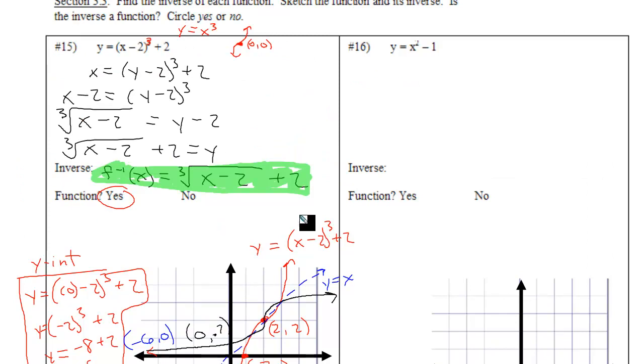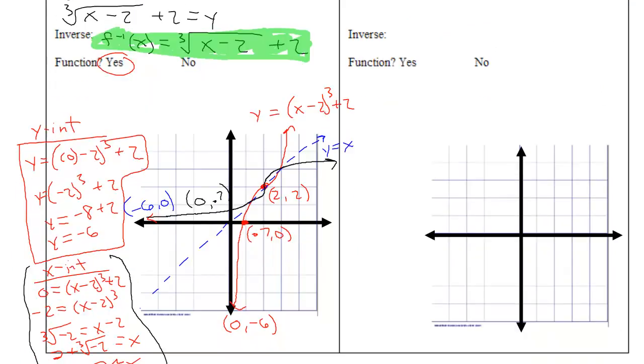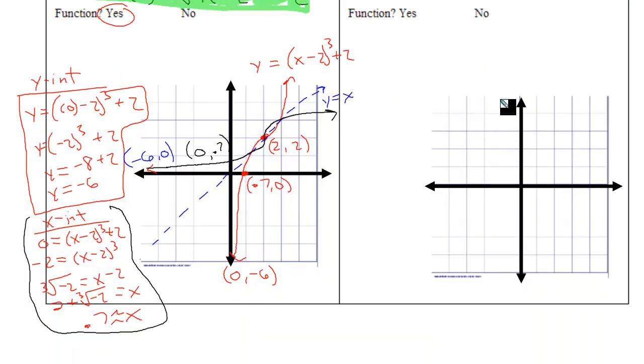Number 16. I'm going to do it in the same order. I'm going to graph this because it's a parent graph. I know what that looks like. It's the parent graph parabola, whose vertex is at the origin, translated down 1. So it looks something like this, and this is the not beautiful version of it.